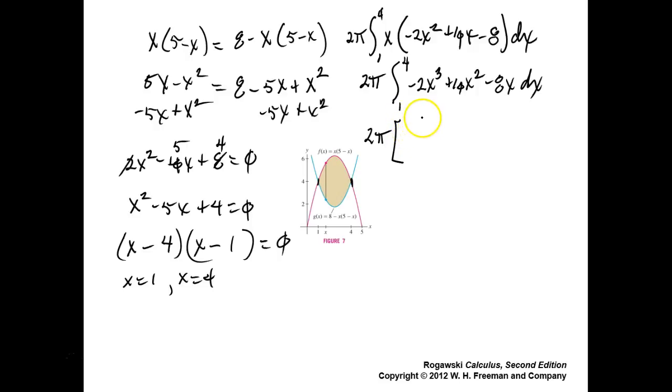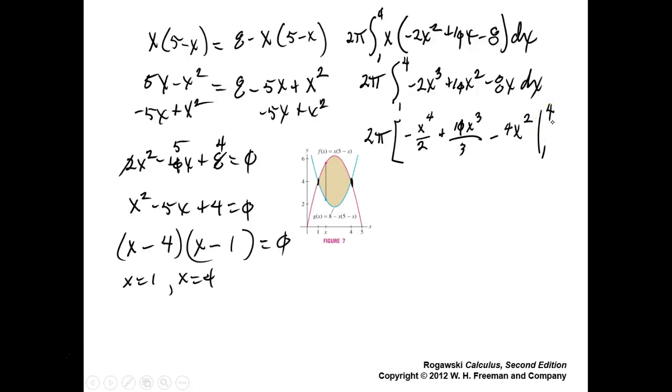The antiderivative of this would be? Yeah, minus x to the fourth over 2. You had a coefficient of 2 out there, but you had a denominator of 4, and 2 will go into 4. That gives you that part. Next, plus 10x cubed over 3 minus 4x squared, evaluated from 1 to 4.